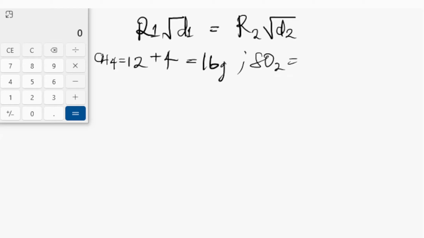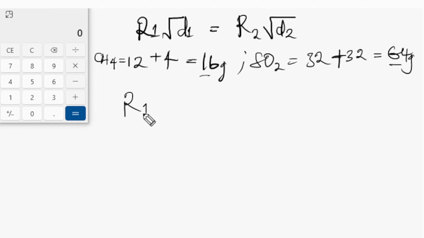And then let's also do the same for sulfur dioxide. So sulfur is 32. Then oxygen is 16, then times 2 is 32 as well. And that's 64 grams. So guys, having gotten this, these will be our D1 and D2. So the next thing we are going to do is to equate 1 and 2 here.